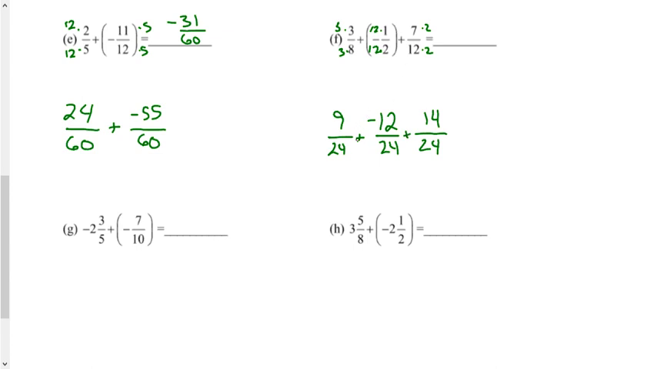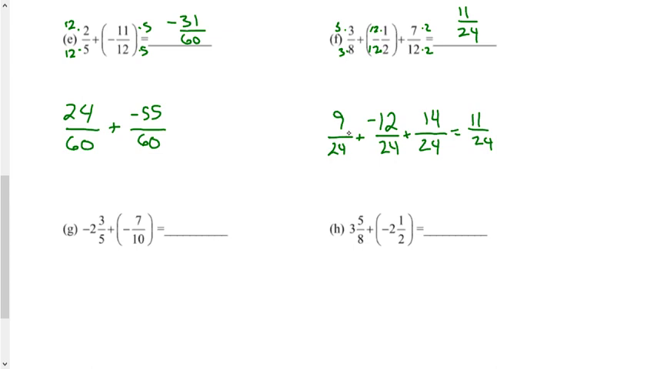So I've got 9 minus 12 plus 14. Okay. So 9 minus 12 is negative 3. Negative 3 plus 14 makes positive 11. And we're done.